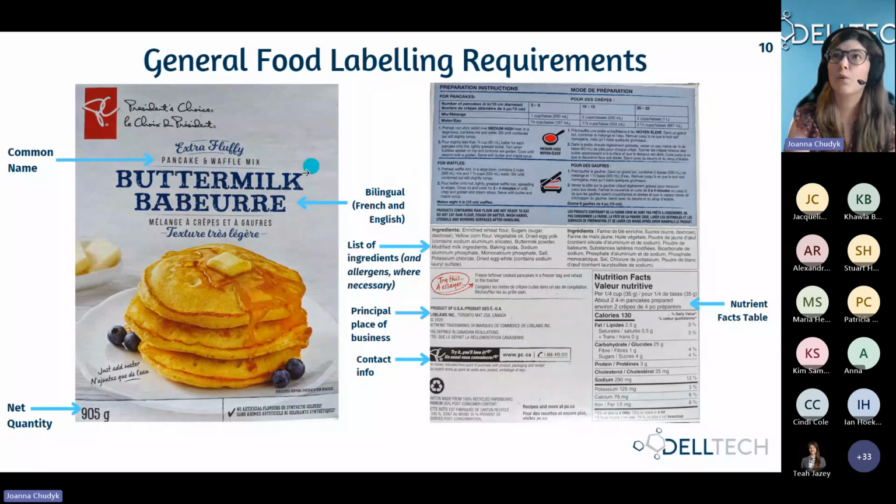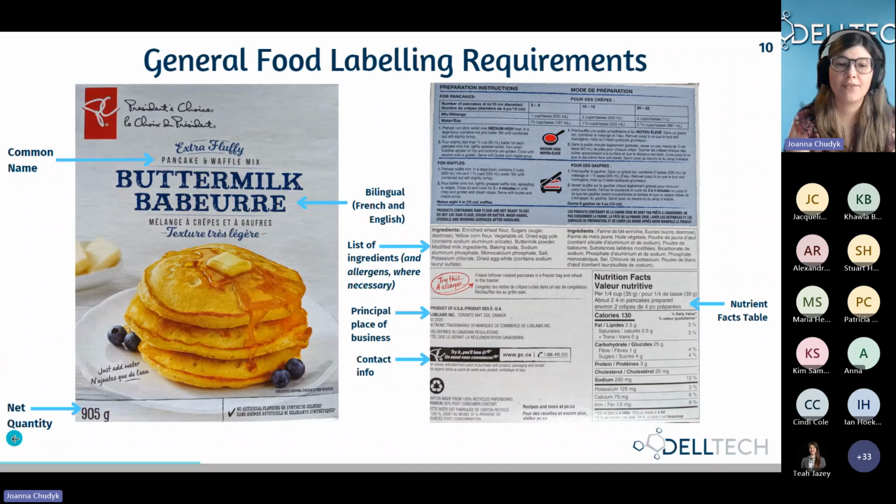The next required portion is the bilingual labeling. That's the French and English translation on the label. You can see here in the image, we have the English and the French underneath. And I wanted to add that if you're selling your product in Quebec, there are even more stringent requirements for French translations. For example, you need to make sure it's of equal prominence to the English translation. So that's something to keep in mind if you are selling your product in Quebec.